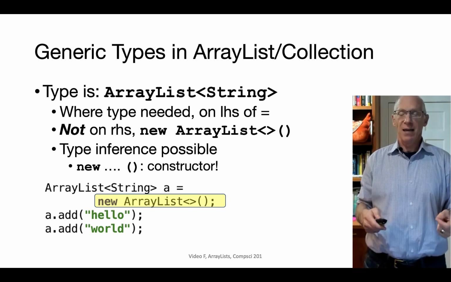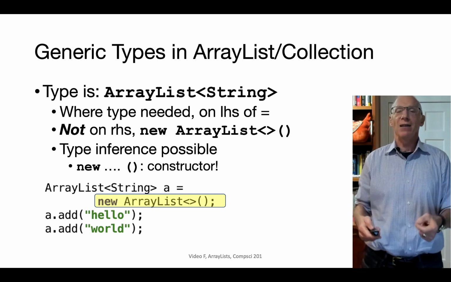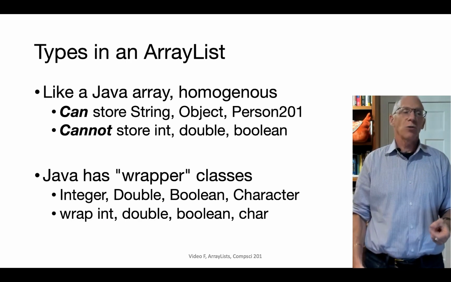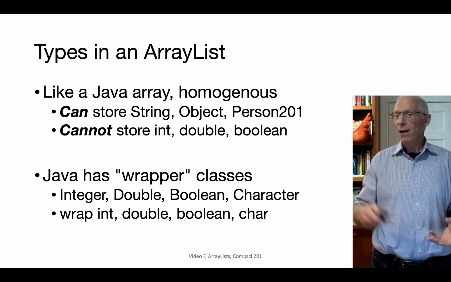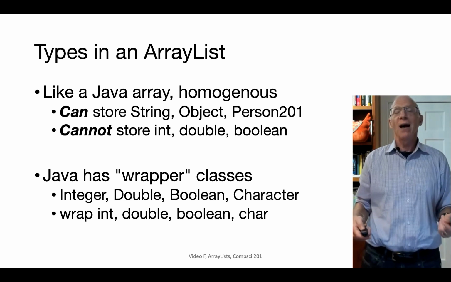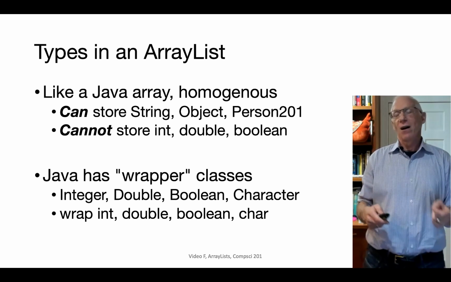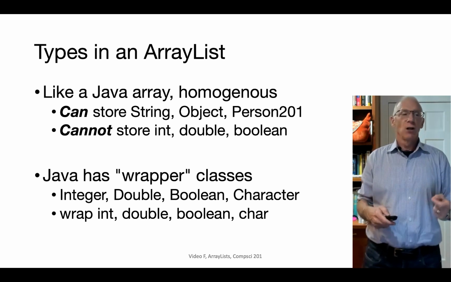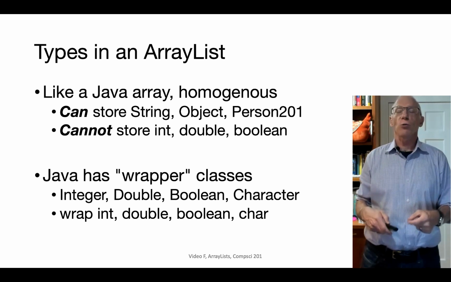And when that determination is possible, we don't need to include the type between the brackets for what's called a generic container. An ArrayList is generic because it can contain any class, String, Person201, or Object. So the ArrayList can store those types, String, Object, or Person201. However, it cannot store primitive types. And that's a little bit of a hindrance for use of array lists.